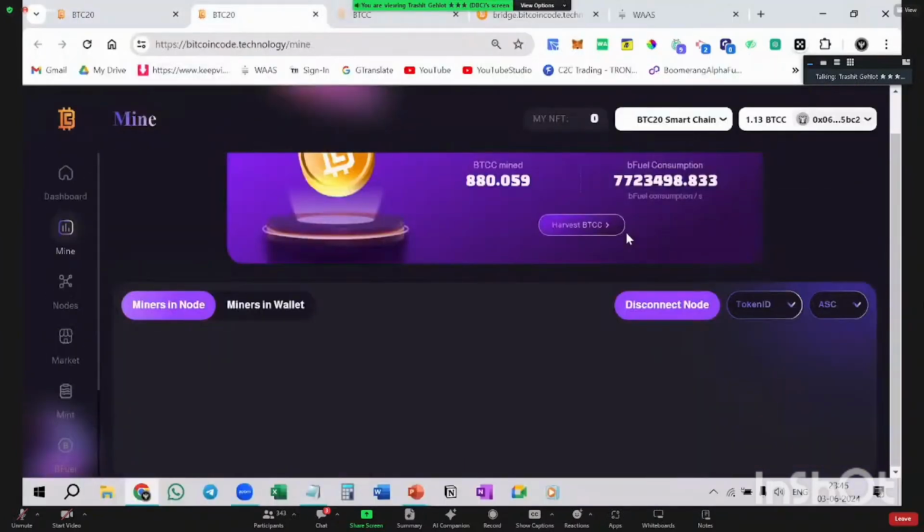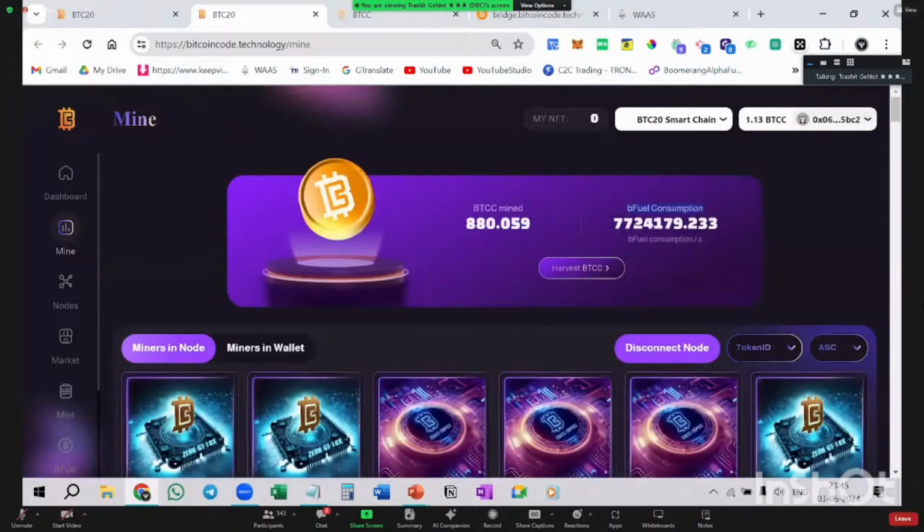And once your NFTs are plugged in, it will start monitoring. It will start charging you B fuel every few seconds, and you can see the digits changing over here, right? And once this meter starts B fuel consumption, you will start claiming BTCC from the daily supply.